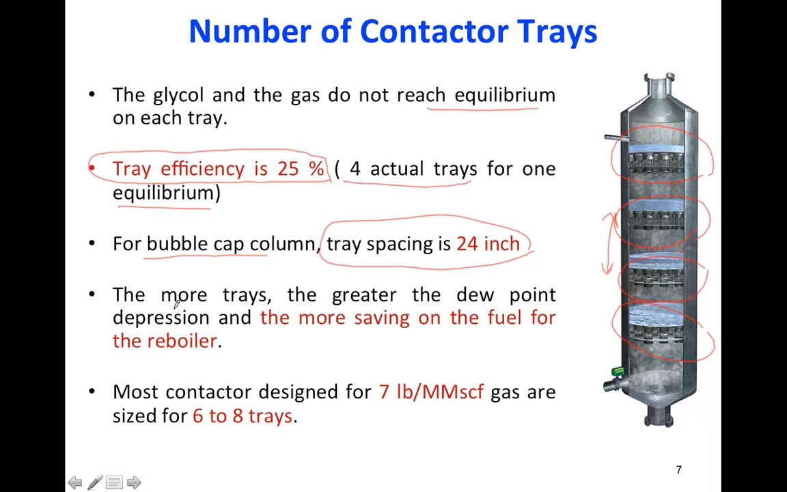The more trays, the greater the dew point depression, and less fuel or heat duty for the reboiler. Okay, I will explain this a little bit here. If we have more trays, we will separate more water from my glycol. This glycol at the end will be sent to the reboiler.